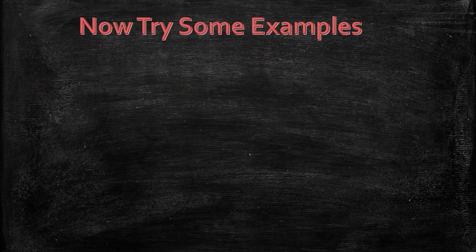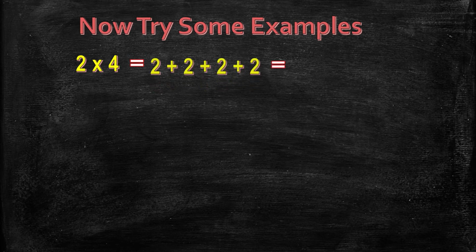So now, let's try some examples. I'll give you the problem and give you a moment to pause it if you want to work these and then see if you get the right answer. So here, we have 2 times 4, or 4 groups of 2. Remember, we're repeating the 2 plus 2 plus 2 plus 2. And that gives us 8. So 2 times 4 is 8.